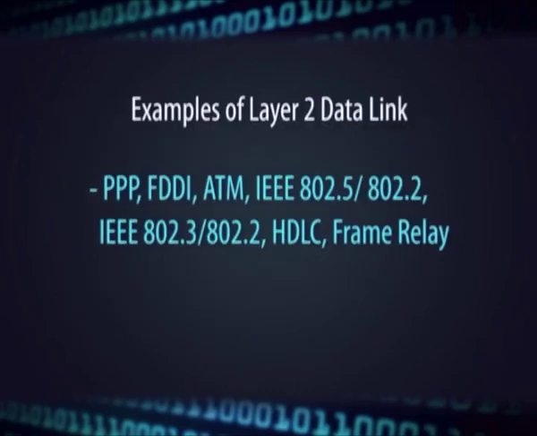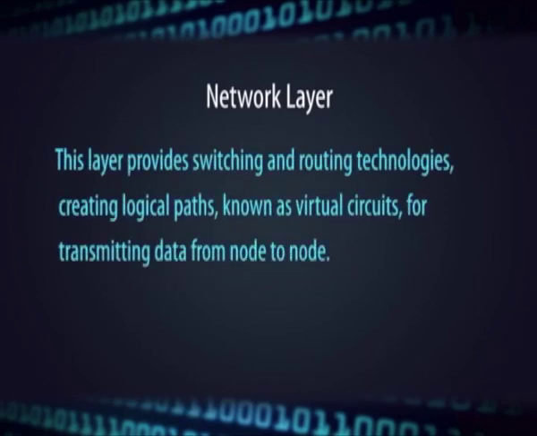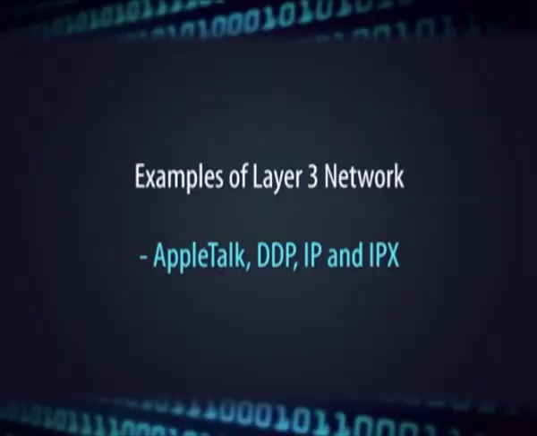Layer 2 data link examples include PPP, FDDI, ATM, IEEE 802.5/802.2, IEEE 802.3/802.2, HDLC and frame relay. Then comes the third layer, network. This layer provides switching and routing technologies, creating logical paths known as virtual circuits for transmitting data from node to node. Routing and forwarding are functions of this layer, as well as addressing, internet working, error handling, congestion control and packet sequencing. Layer 3 network examples include AppleTalk, DDP, IP and IPX.